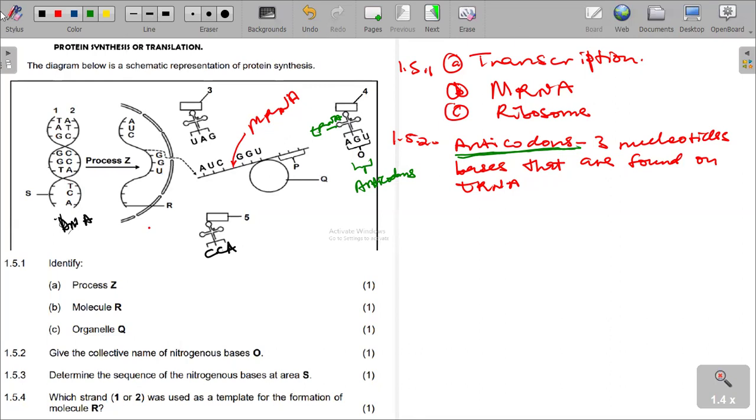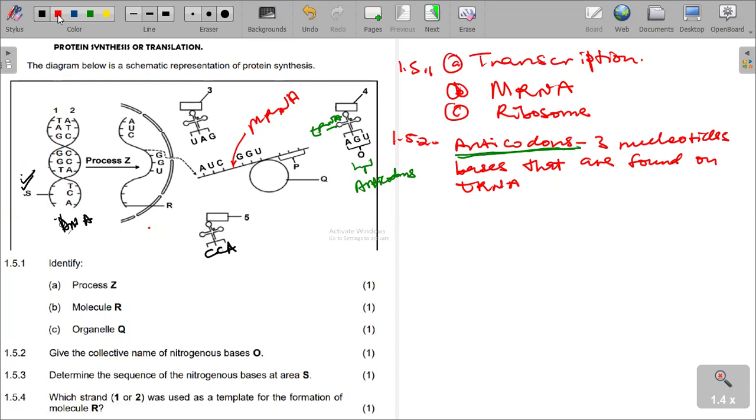So the next question is saying, determine the sequence of nitrogen bases at area S. We want the nitrogen bases that are found on area S. We are talking about this area S, this one. We are saying our nitrogen bases that are found here. So this is answer number 1.5.3.